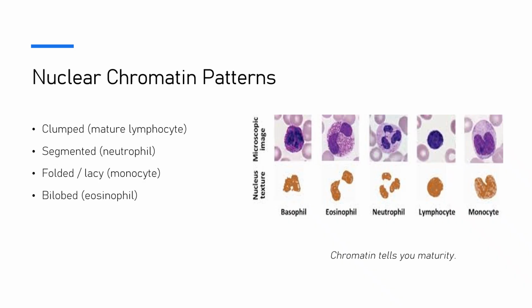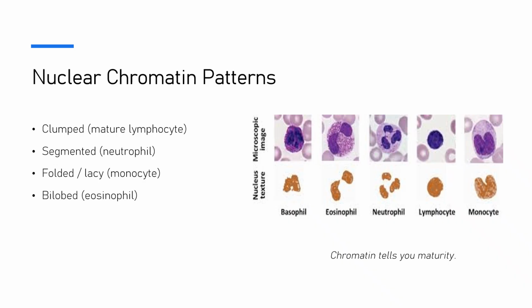Next are neutrophils, which have their signature segmented nuclei. Mature neutrophils typically have 3 to 5 nuclear lobes, connected by thin strands of chromatin. This segmentation gives neutrophils flexibility, allowing them to migrate through tissues during inflammation. Monocytes look quite different. Their nuclei are often described as folded, indented, or lacy. Sometimes they appear kidney-shaped or horseshoe-shaped. The chromatin is looser than in lymphocytes, giving the nucleus a softer appearance.